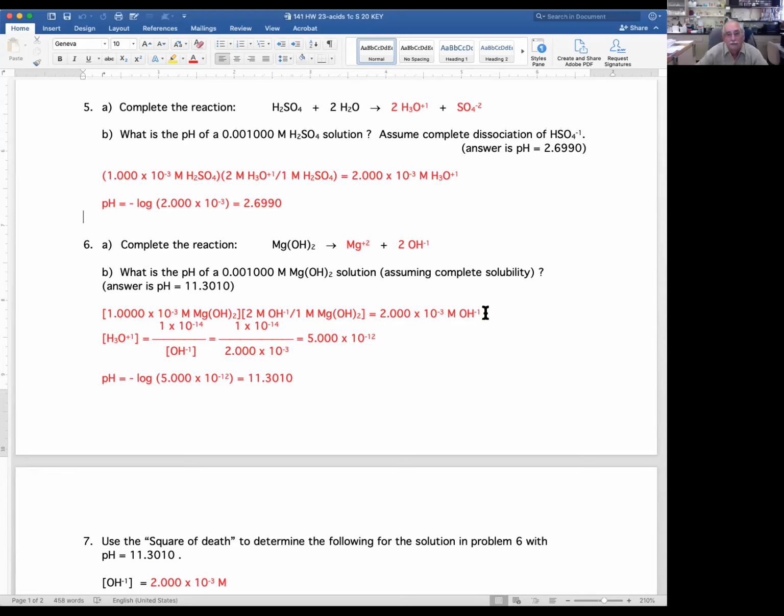Then again, I'm using Kw to turn the hydroxide concentration into hydronium ion concentration. Plug in the numbers, there's my hydronium ion concentration, take the negative log of that, here's your pH. Okay.